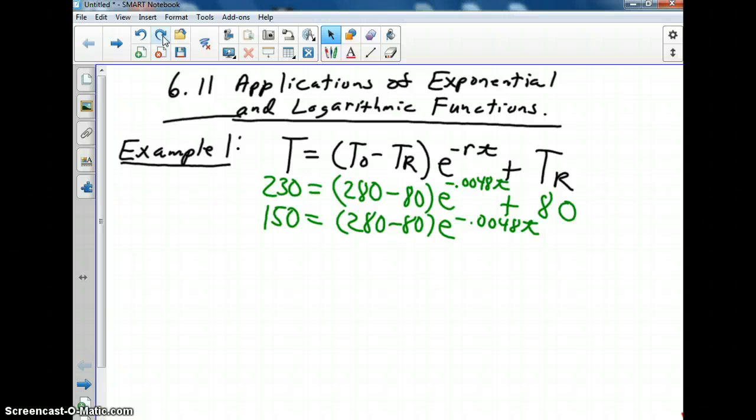Let me ask you this now. What's the next thing you're going to do to get the little t by itself? Well, first of all, you've got to do 280 minus 80. So the next thing you do is take care of the parentheses. 280 minus 80 gives you 200. So once again, subtract 80 from both sides, and then subtract the 80 inside the parentheses.